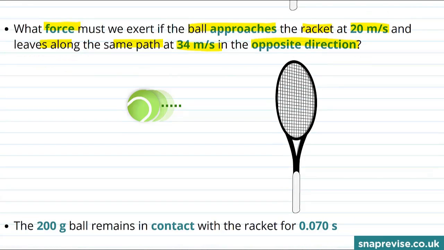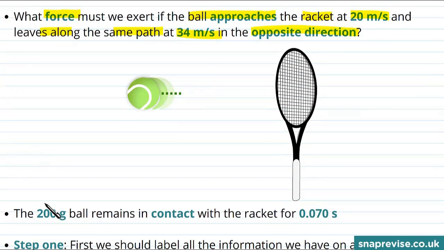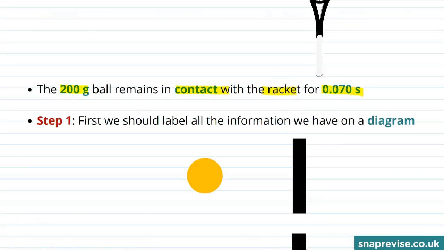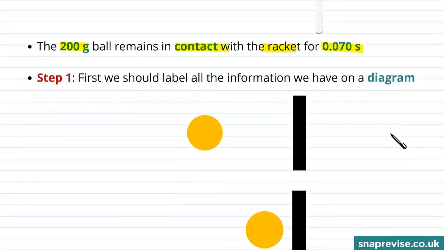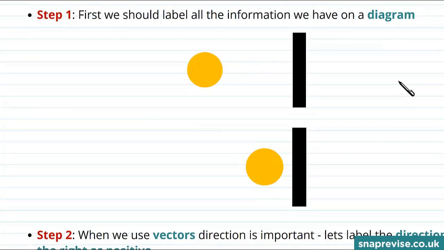And there's some more information we're going to need to answer this question. We need to know the mass of the ball, and we say it is 200 grams, and we claim that it is in contact with the racket for 0.07 seconds. So we have been told the mass of the ball, the velocity change we're required to give it, and the time taken. And we're being asked to calculate the force. First of all, let's label all the information that we've been given on a diagram.